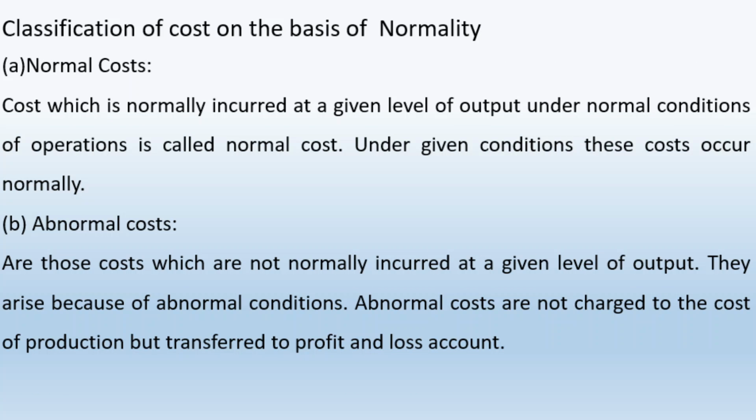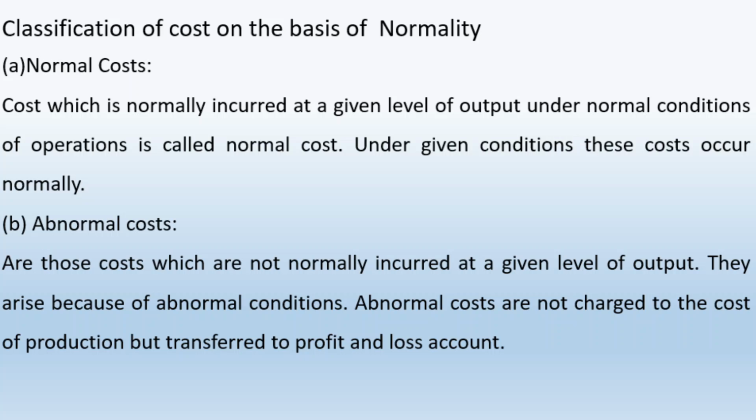Let me explain to you the meaning of classification of cost on the basis of normality. On the basis of normality, costs are classified as normal costs and abnormal costs. Normal cost means costs which are normally incurred at a given level of output under normal conditions of operations. Under given conditions, these costs occur normally.